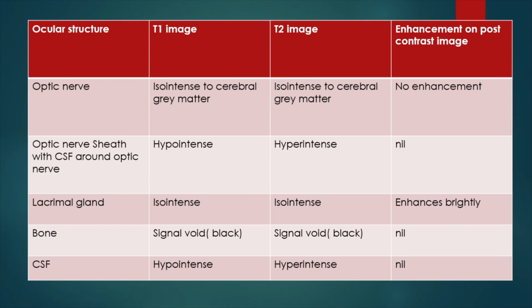Optic nerve is not isointense to the cerebral gray matter. Optic nerve is a white matter tract. Yes. So it is isointense to the white matter, not to the gray matter.